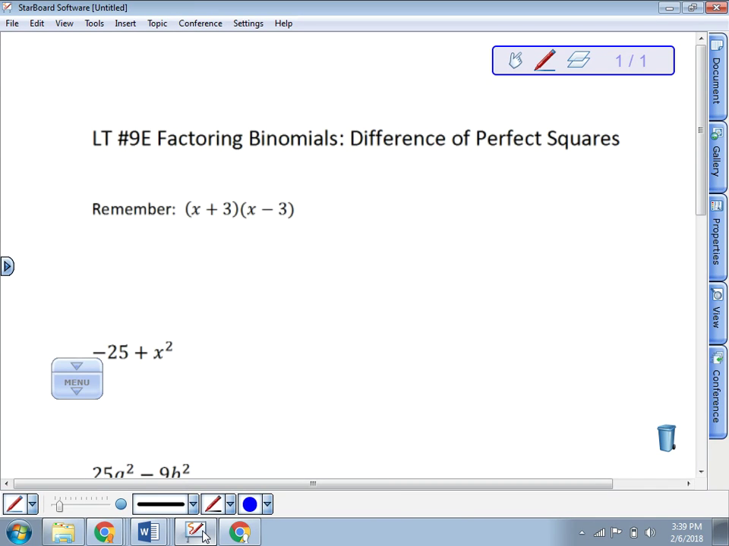Welcome to the notes on factoring binomials, and in this one we're going to focus on the difference of perfect squares. So let's take a look at that phrase right here. Difference means subtraction. So in all these binomials, there's going to be a subtraction sign. If you see a subtraction sign, you've got to be thinking difference of perfect squares when we're factoring binomials.